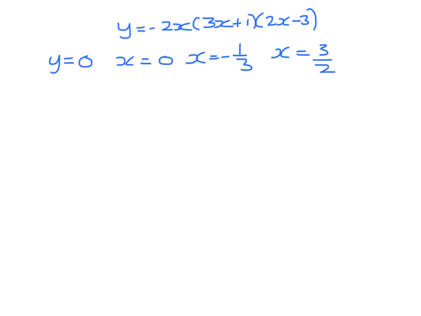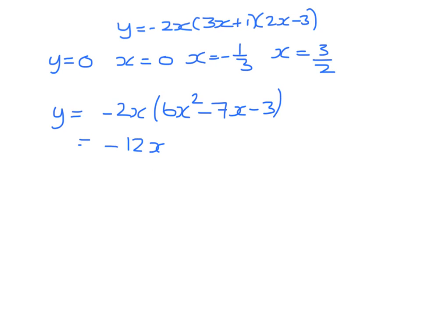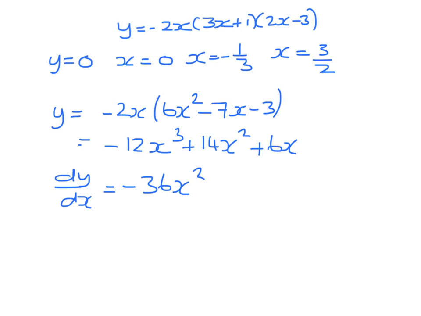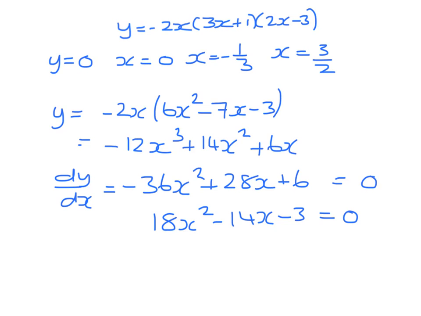To find the turning points, I have to be able to differentiate, and I can't do that until we expand the brackets. So that's 6x squared minus 7x minus 3, which equals minus 12x cubed plus 14x squared plus 6x. So whenever I differentiate that, we get minus 36x squared plus 28x plus 6. And that needs to equal 0. I'm going to divide everything by minus 2. So 18x squared minus 14x minus 3 equals 0.